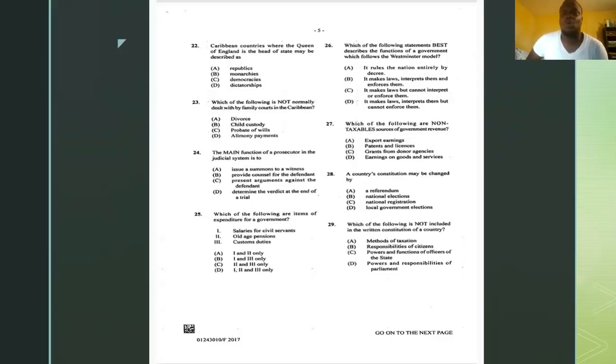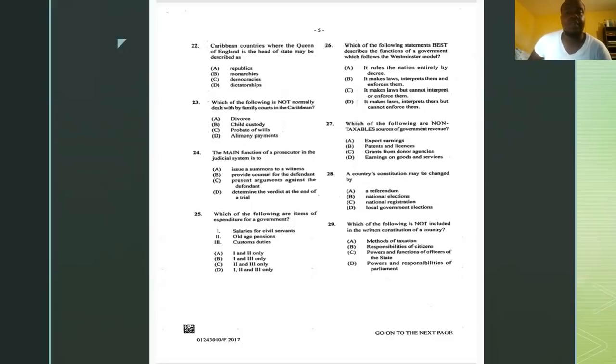26 now says, which of the following statements best describes the functions of a government which follows the Westminster model? The Westminster model is what all countries who are constitutional monarchies mean. So if you're living in a country that is a constitutional monarchy, you should have a general idea of how the system works. Good. So is it A, it rules the nation entirely by decree? B, it makes laws, interprets them, and enforces them. C, it makes laws but cannot interpret or enforce them. Or D, it makes laws, interprets them, but cannot enforce them.